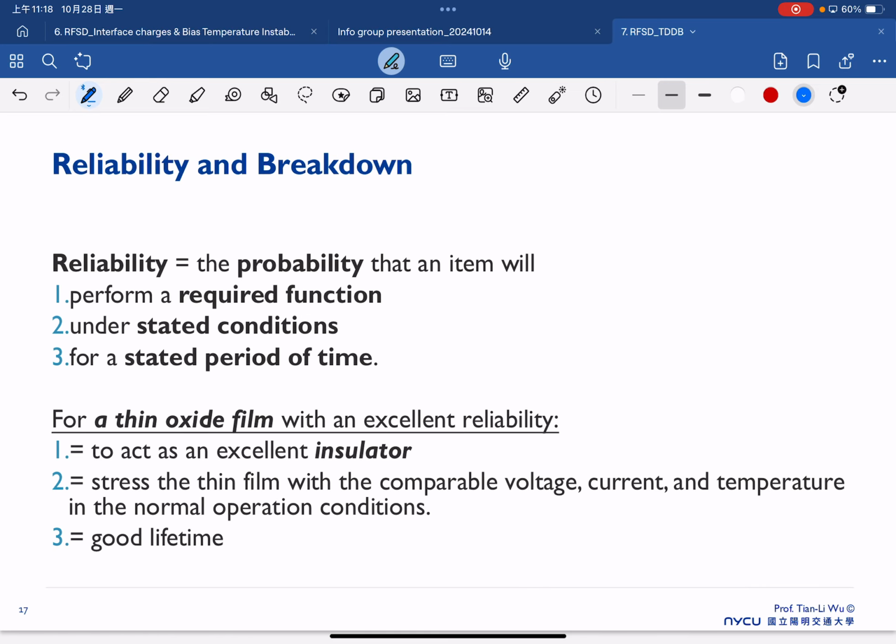Now we move to the breakdown statistics. As we already said, reliability is a term that combines three things. The first one is the probability that the item will perform a required function, under stated conditions, for a stated period of time. That's reliability. If we want a thin oxide with excellent reliability, this thin oxide must act as a great insulator, and also withstand stress with comparable voltage, current and temperature in normal operating conditions. And the last one is a good lifetime. If we want to claim our dielectric is good enough, then it must have these three properties.